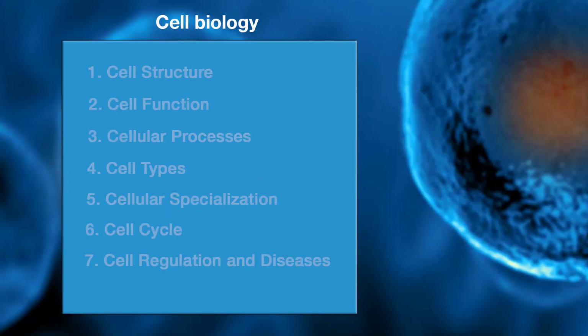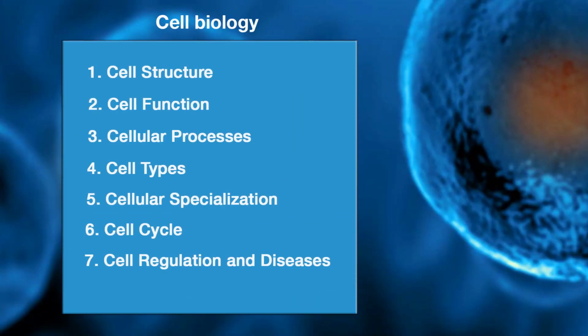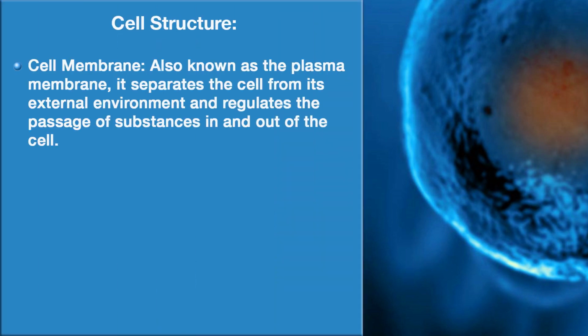In this section, our experts covered the following points. First one is cell structure, then cell function, then cellular processes, cell types, then cellular specialization, cell cycle, cell regulation and diseases. First we take up cell structure, cell membrane. Cell membrane is also known as plasma membrane. It separates the cell from the external environment and regulates the passage of substances in and out of the cell. That means it is the outer coverage of a cell.